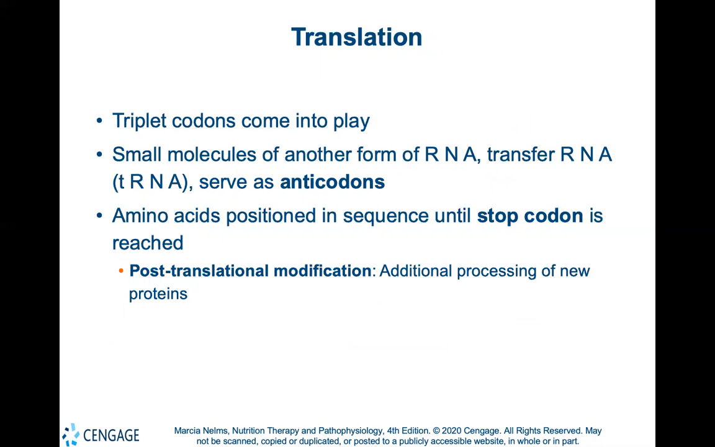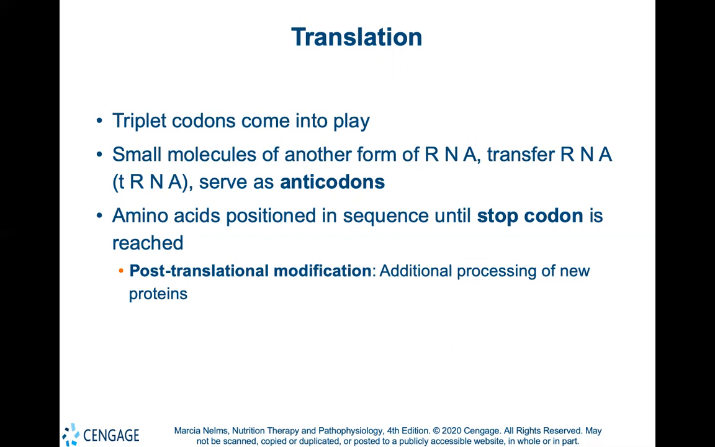During translation, the triplet codon comes into play. Most amino acids have multiple codons, but each codon only encodes one specific amino acid. Small molecules of another type of RNA, transfer RNA, serve as an anticodon.